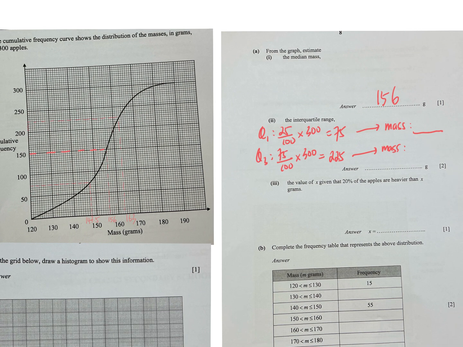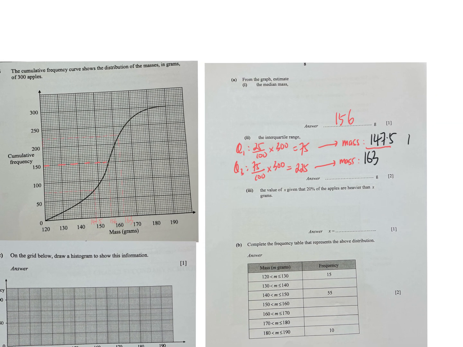Wait. Let me finish this one. So this one is at 147.5. This one is 163. So IQR is Q3 minus Q1. So you will get your answer to be 15.5. Okay, if you choose this to be 148 and you get 15, we also accept. So it depends on what you get.